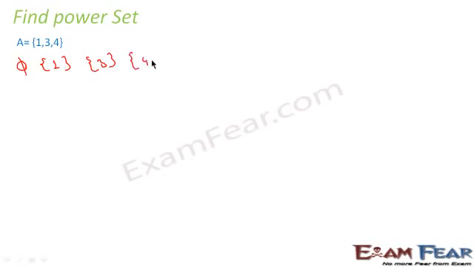4 is one subset. Now let's take two elements together: 1 comma 3, 1 comma 4, 3 comma 4. And now let's take all the elements together: 1 3 4. As we know, in the roster form the order doesn't matter, so we have not taken 4 1, because 4 1 and 1 4 are all the same. So these are the subsets of set A, 1 3 4.